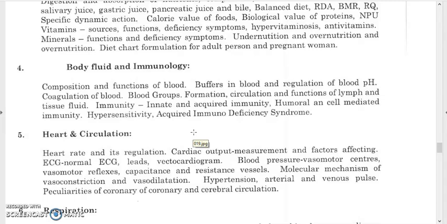to study here. The blood groups, formation, circulation, concept of lymph and tissue fluids, immunity, like innate immunity versus adaptive immunity, what is the difference between humoral and cell mediated immunity, hypersensitivity, like in acquired and immune deficiency syndromes. Like here you have to study the AIDS, different immune deficiency syndromes, heart and circulation.